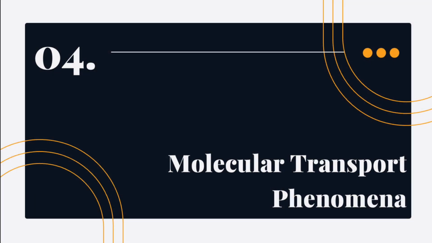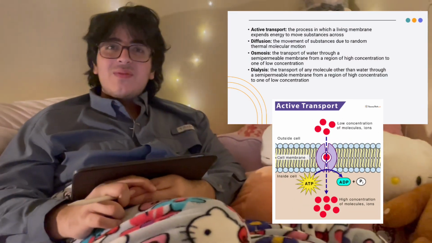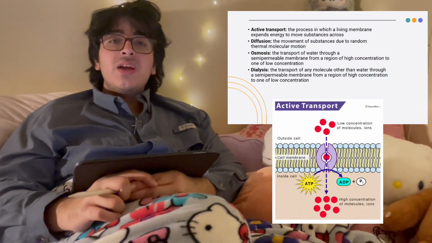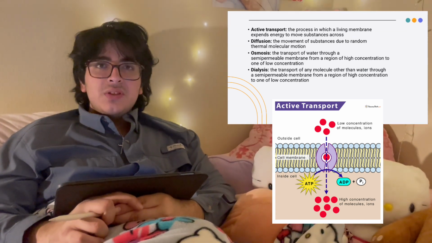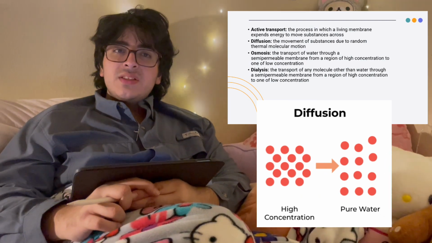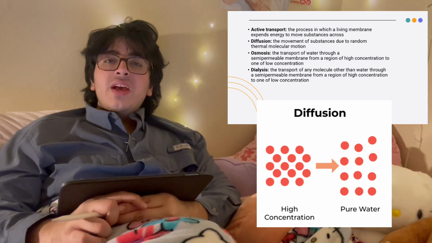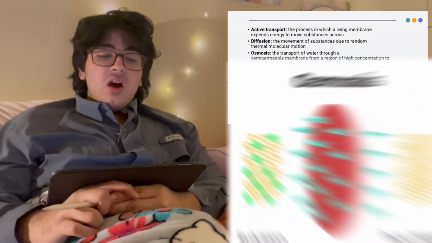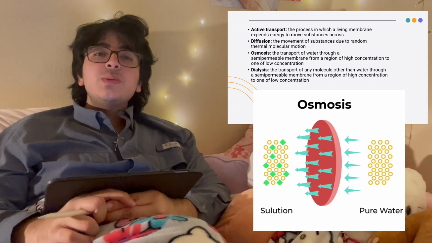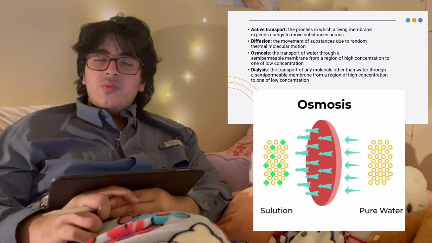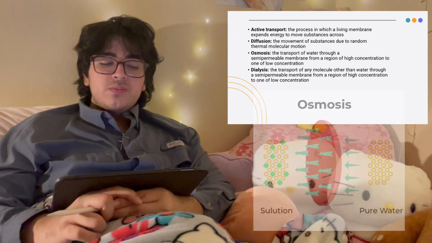And let's talk about the molecular transport phenomenon. The molecular transport phenomenon has 4 types of terminology that we will be using today. Active transport is the process of a membrane moving a particle from a low concentration to a high concentration utilizing energy. Diffusion is the movement of a substance or particle due to randomness, usually from a high concentration to a low concentration. Osmosis is diffusion, but specifically with water, and it's the transport of water from high concentration to low concentration. And dialysis is another word for diffusion.